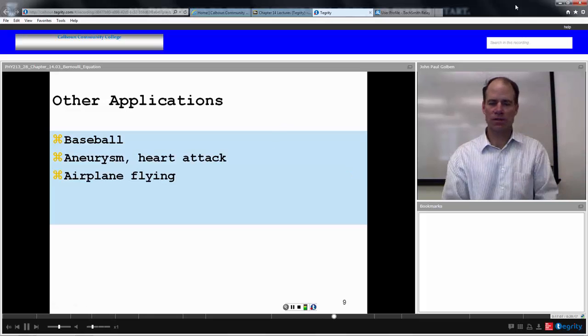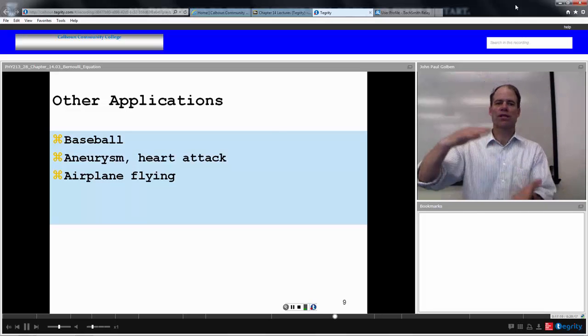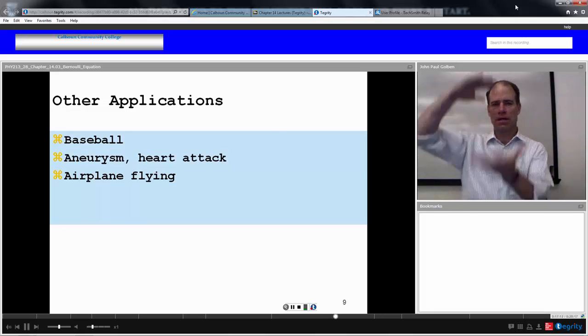Airplane flying, we talked about that. So the difference in pressure between the top and bottom of the wing lifts the plane.